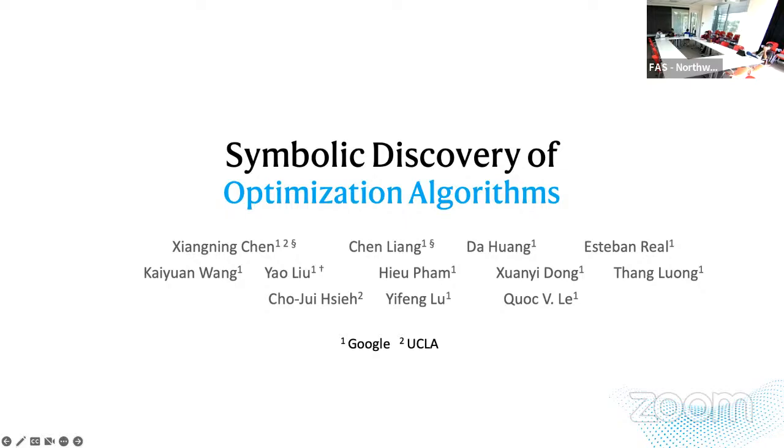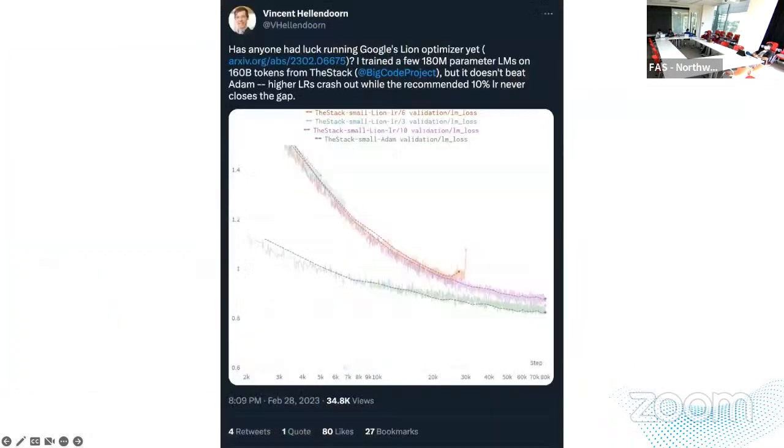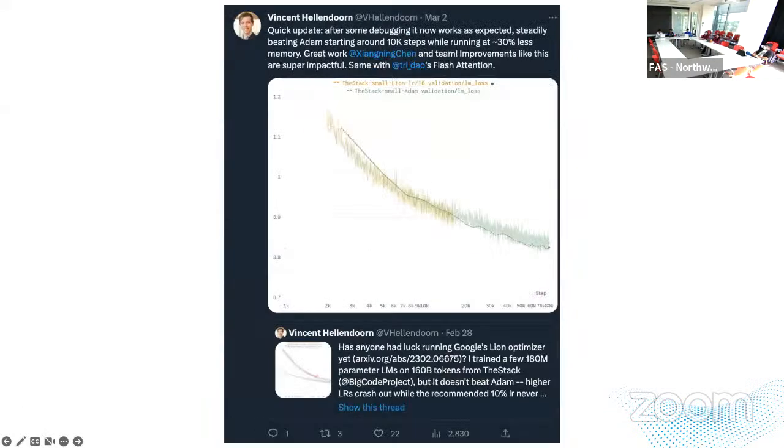In the Twitter community, people have tried this optimizer, Lion, and as initial impressions, it needs just 30% less memory to keep the gradients and stuff, and also the convergence seems a bit faster. However, some people have had some trouble getting it to work, and then it has worked, and so people are trying out this optimizer and seeing whether it can replace Adam or not.